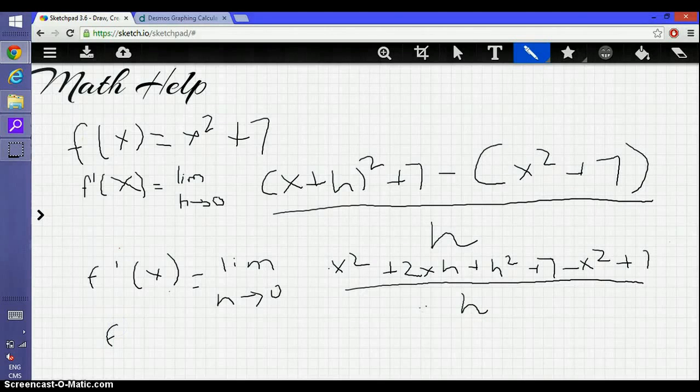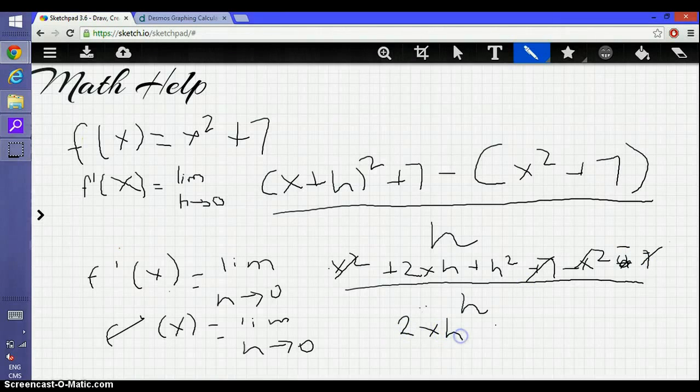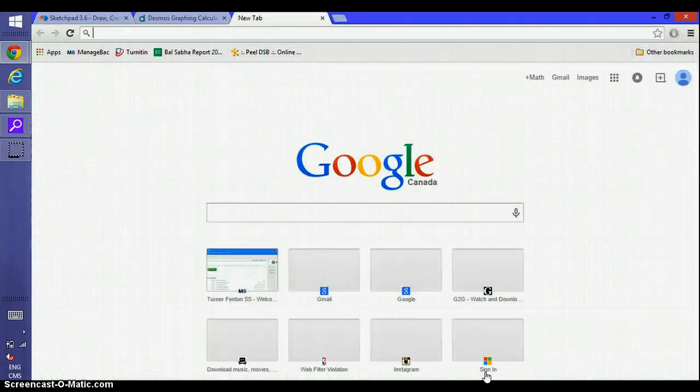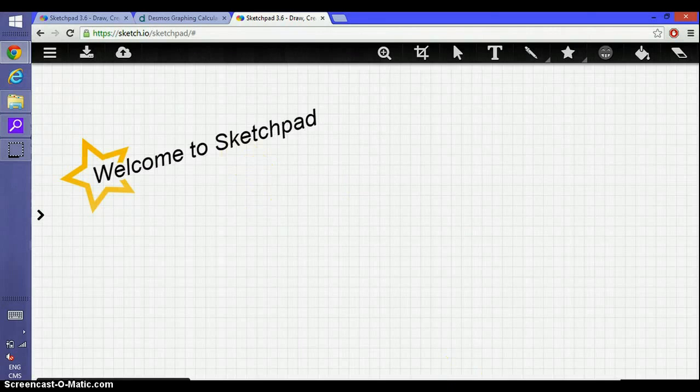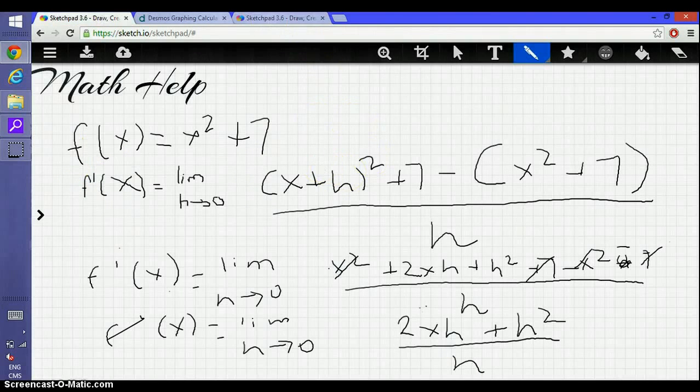Now, f prime of x, limit h approaches 0. The x squared and the x squared cancel out. Sorry, this should be minus 7. So 7 and 7 cancel out. So we're left with 2xh plus h squared over h. Now, let's go to Sketchpad. So then we have 2xh plus h squared over h.